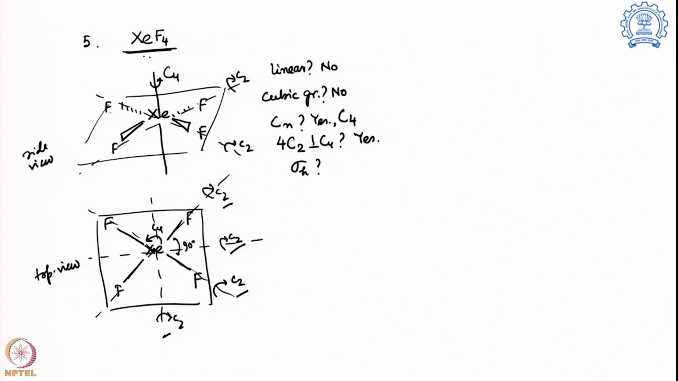Sigma H will be a plane perpendicular to the principal axis, which is the molecular plane. In the molecular plane you already have 4 fluorines and xenon sitting over there. So, even if you reflect them, each and every one of them is reflecting onto each other. So, it is a symmetric molecule and it is going to give you a similar configuration to the original one. So, sigma H, the answer is yes. So, the point group of the molecule is D4H. So, that is the point group of this molecule.